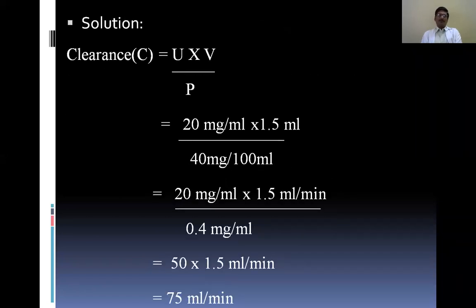So U by P. Putting these values, you get about 75 ml per minute. I hope you follow all the steps. As I said, normally the clearance value of urea is slightly lower than the value you get by inulin. For normal value of urea clearance, about 75 ml.